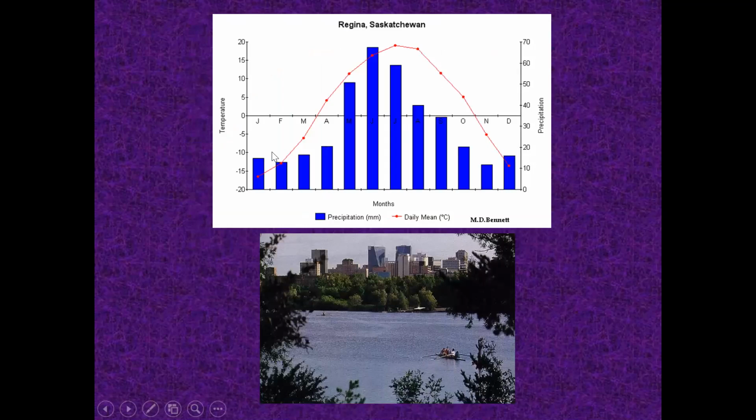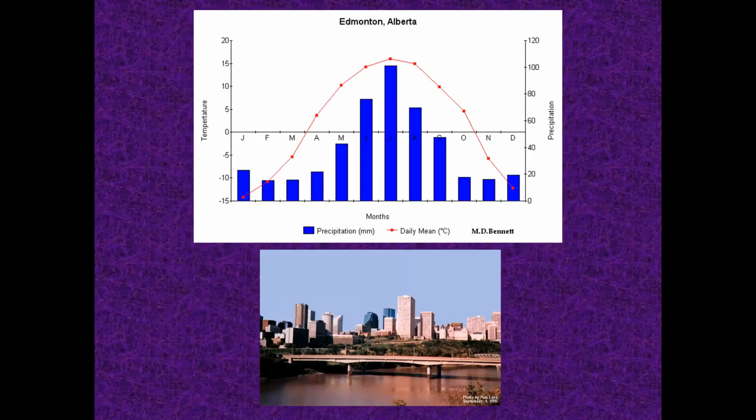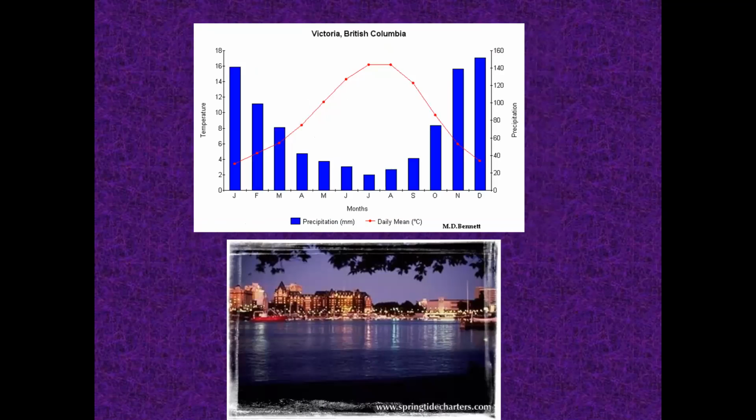Here's Saskatchewan, very similar. It's prairies, big temperature extremes. Edmonton, big temperature extremes. Very few places in the world where the average is from minus 15 to plus 15, a big 30 degree change in temperature. We'll take a look at Victoria, British Columbia. It's by water. What water does is it moderates the temperature. Look, a temperature between 3 degrees and 16 degrees, only a 13 degree Celsius change in temperature. And an inversion of the water, the rain really comes in those winter months.